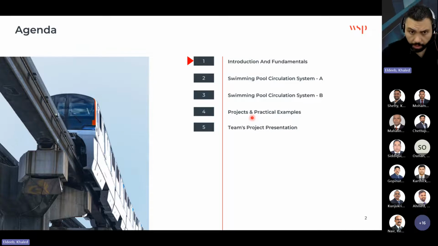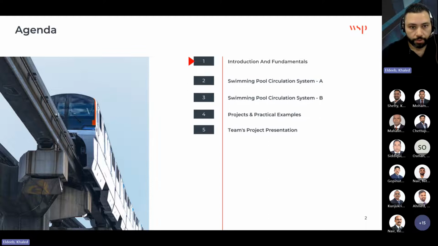Okay. In the last session, as I said before, at the end of the course, you will have the opportunity to work on a sample project on your own to ensure you will leave this course confident in your ability to design a swimming pool independently.